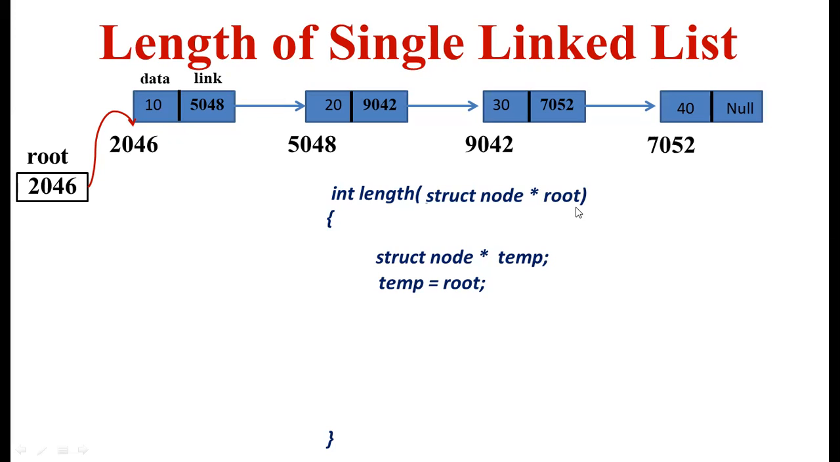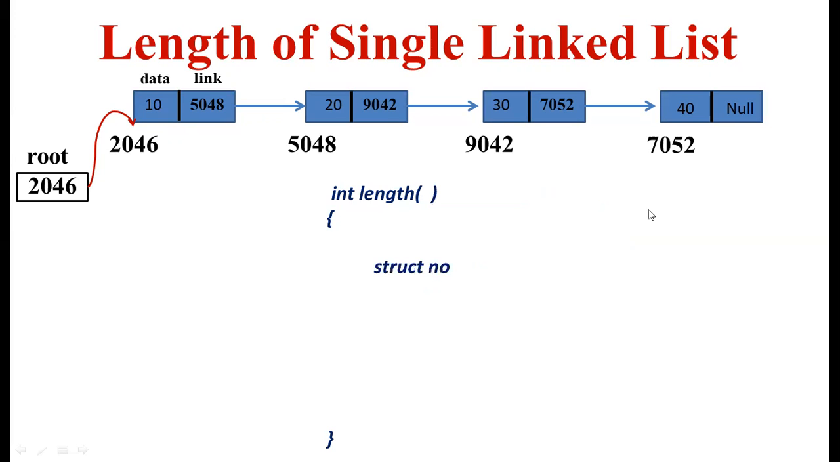Yes, that is also allowed. Suppose you are writing the temp here, then there is no need of writing this particular statement. So whatever arguments we are passing here, if we don't pass them, then we have to write the logic like this: int length. Here we have to declare the local variable temp of struct node pointer type.